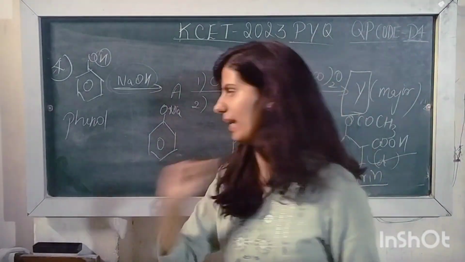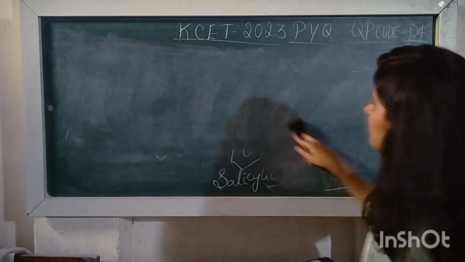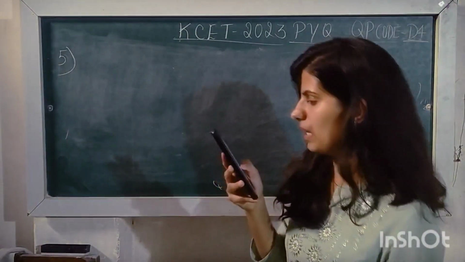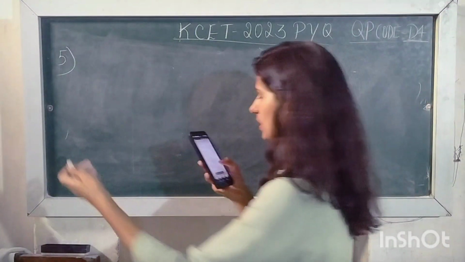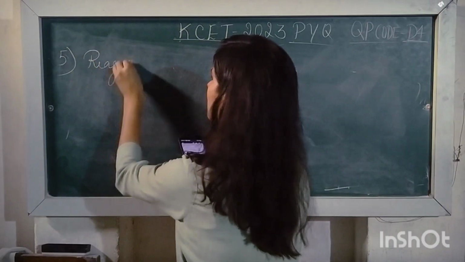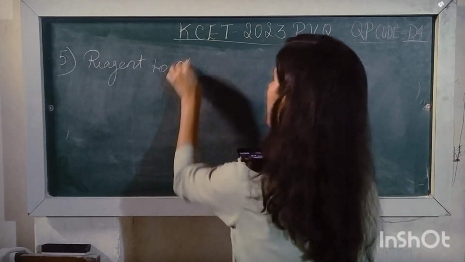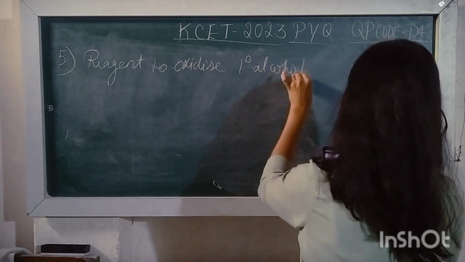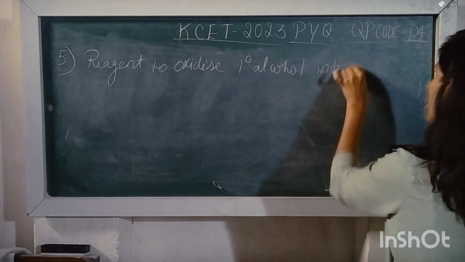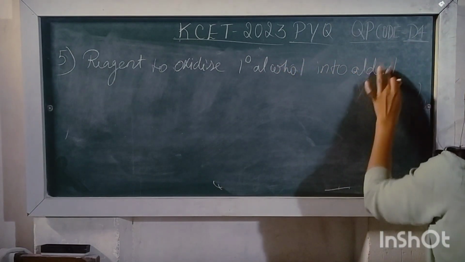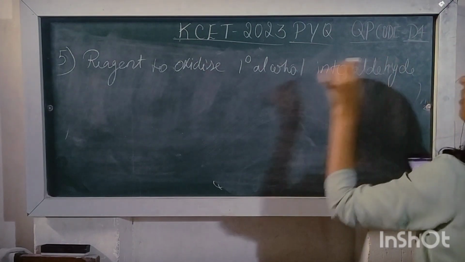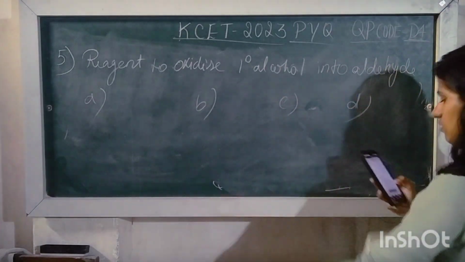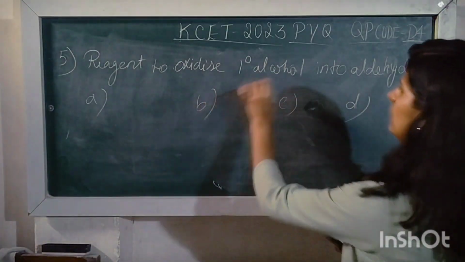Question number 5. Quick question: a better reagent to oxidize primary alcohol into aldehyde. They have given A, B, C, D. Okay, we have to see the question first.